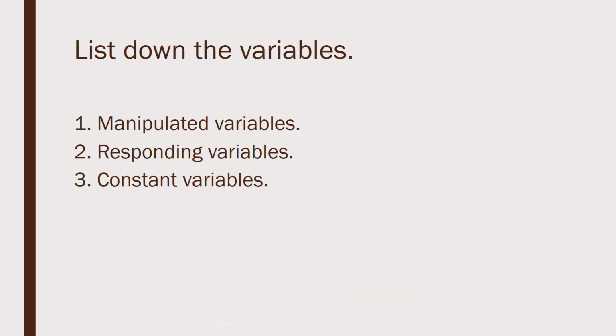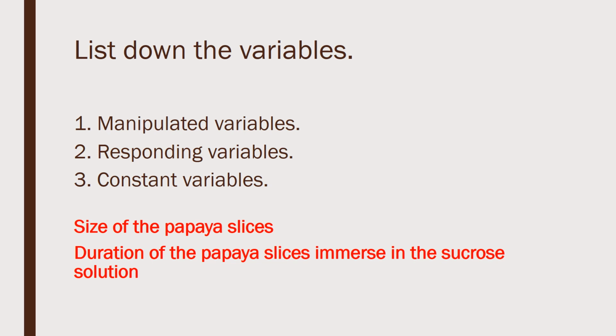Alright, we already identified the manipulated variables and responding variables. So the last one will be the constant variables. In this experiment, the constant variables can be the size of the papaya slice or the duration of the papaya slice immersed in the sucrose solutions.